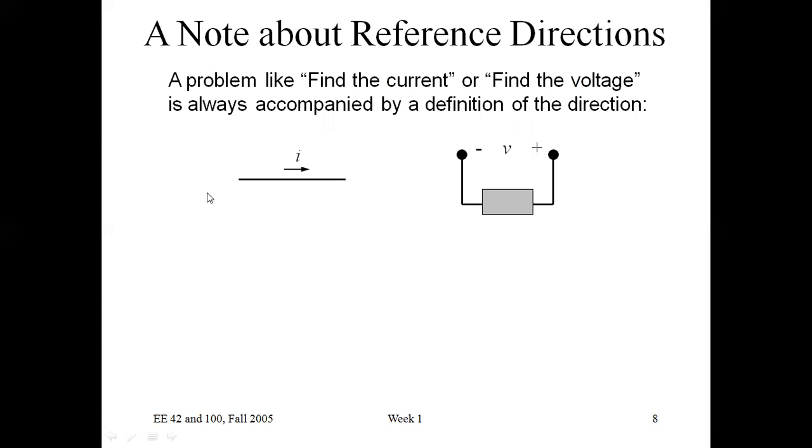Now, what about the reference directions? A problem like find the current or find the voltage is always accompanied by a definition of the direction. So here the current direction is shown. I is flowing through this branch. The voltage is applied across a certain element, so there is a plus sign and a minus sign.